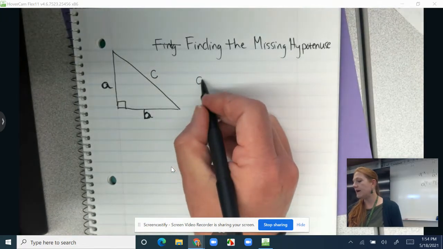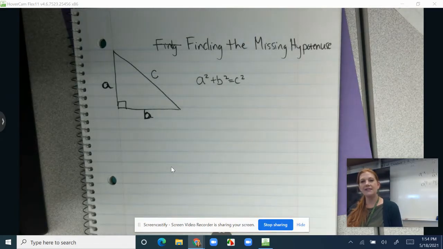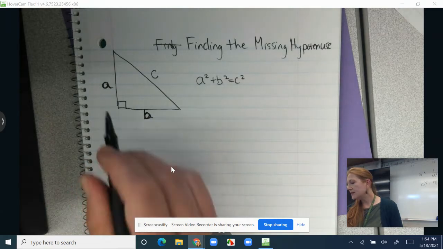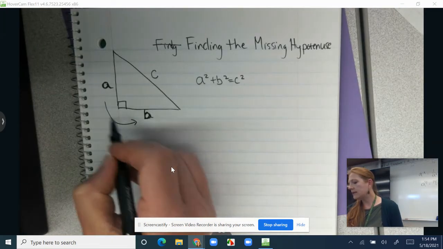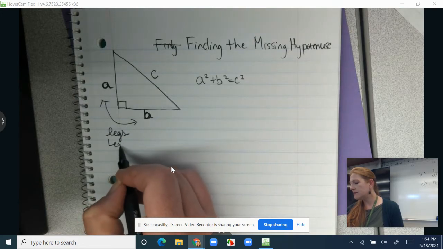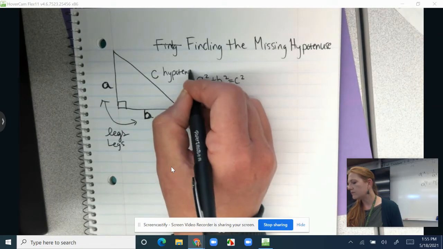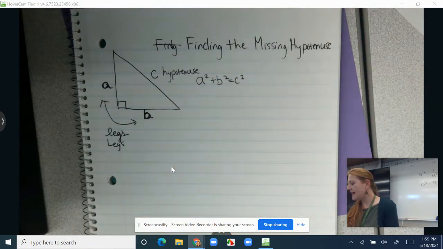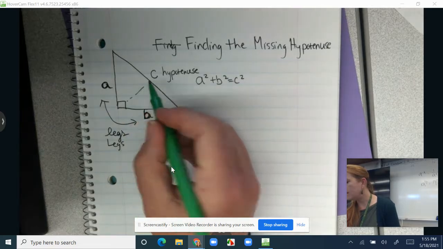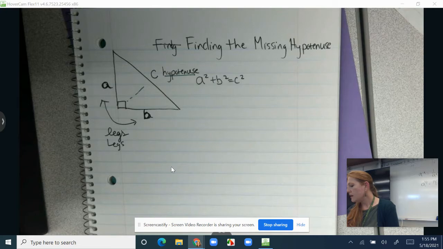But we do know something about it, that A squared plus B squared equals C squared. By the end of class today, you're going to have written that so many times you're going to be exhausted from it. Nonetheless, A and B are our legs, and I'll write that in. And this is our hypotenuse. And we can see that because it's right across from that right angle. Okay, I'm going to give you two examples.